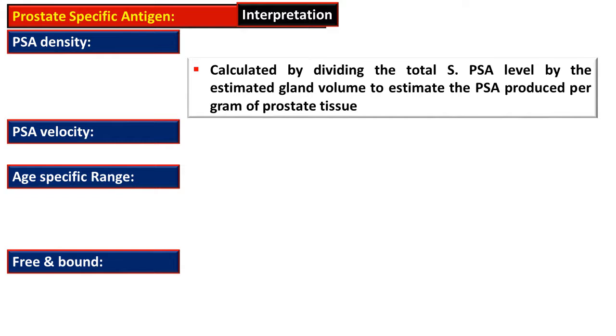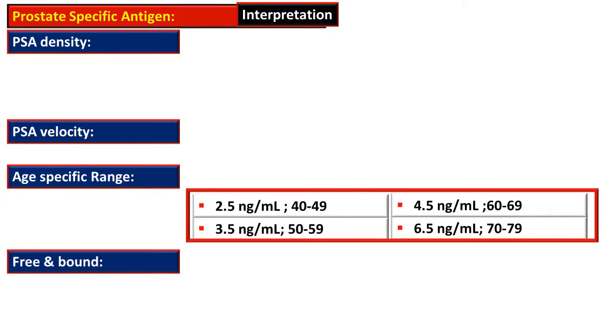The PSA density is calculated by dividing the total serum PSA level by the estimated gland volume, to estimate the PSA produced per gram of prostate tissue. The serum level of PSA is different for different ages: it is 2.5 nanogram per ml in the age range between 40 to 49, 3.5 nanogram per ml in 50 to 59, 4.5 nanogram per ml for 60 to 69, and 6.5 nanogram per ml for 70 to 79 years of age.